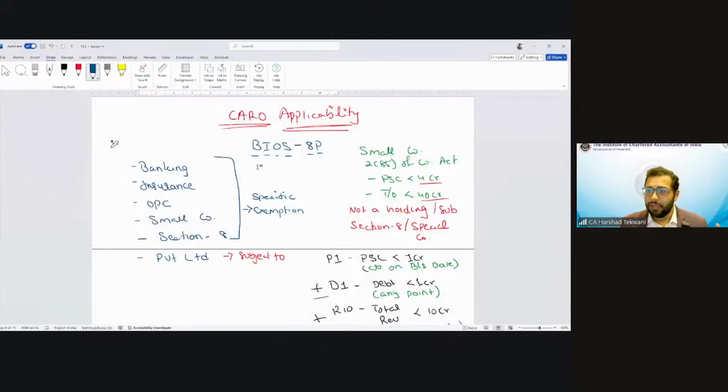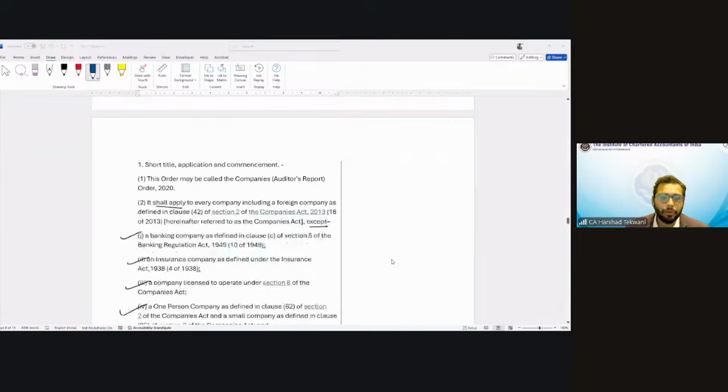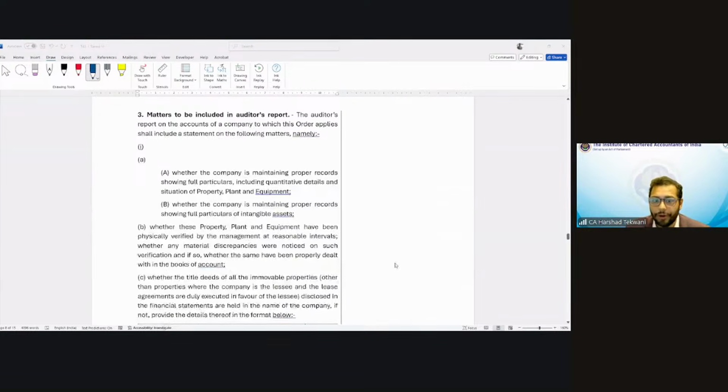So we discussed the applicability of the CARO. I think we are pretty much clear on that. Any doubt on the CARO applicability part? No, sir. Clear. Okay, great. So let's now move forward and discuss the CARO clause by clause, because then only we will be able to understand what CARO requires us to report as an auditor.